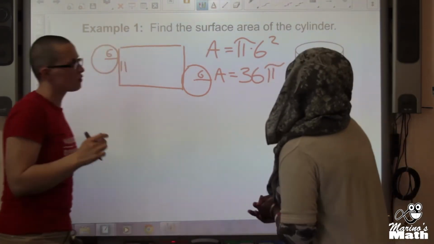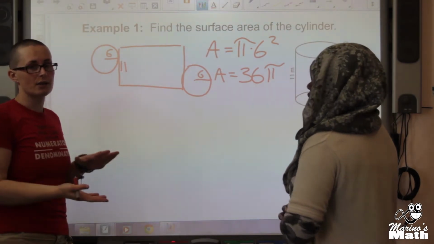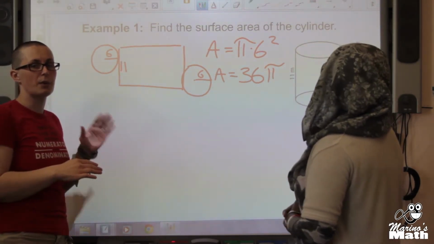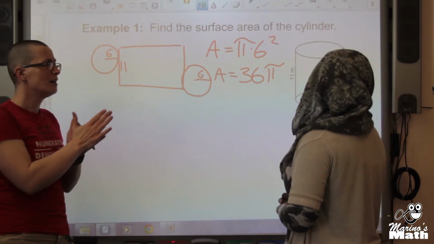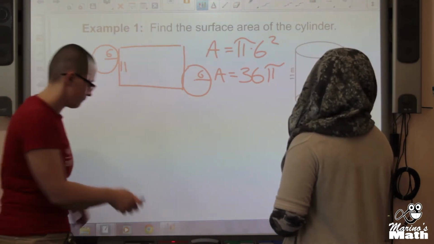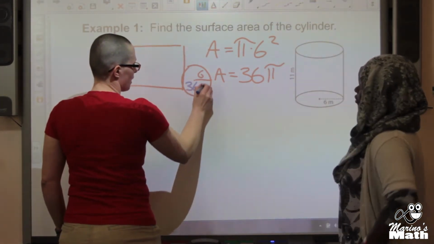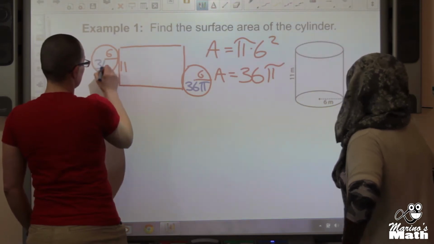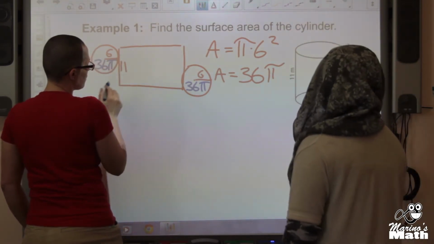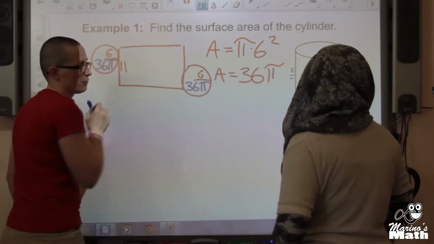And I suggest that you keep the pi until the very end. When you get your final answer, you can then put it in the calculator with the pi and round it, but keep your pi's until then, otherwise you get really nasty decimals and it's just not pretty. So this right in here is going to be 36 pi. This one right here is going to be the same. Now the question is, how are we going to find this missing portion right here?